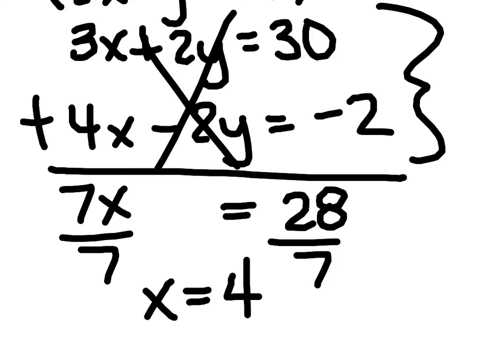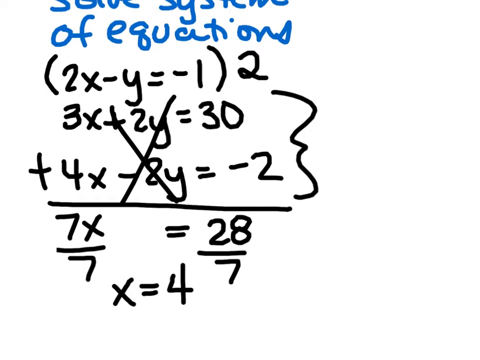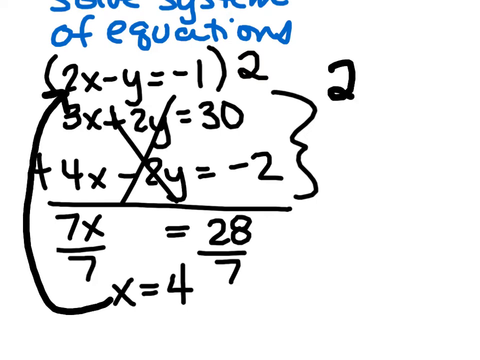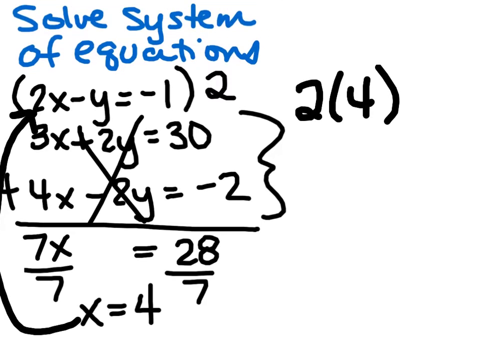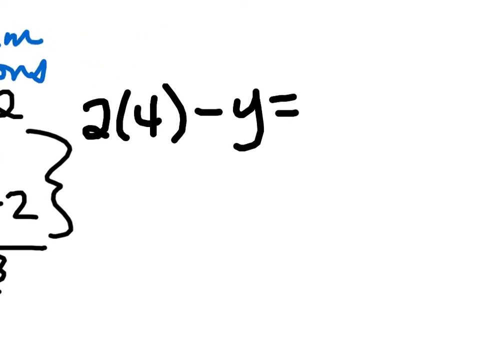Now I had x and y, and in a system of equations, you're going to have more than one answer. So x equals 4 is insufficient. I need to go back and find the y value. I can stick that into any place I can find an x. So I can say that that is 2 times 4 minus y equals -1. So I'm going to plug that x is 4 into some x somewhere.